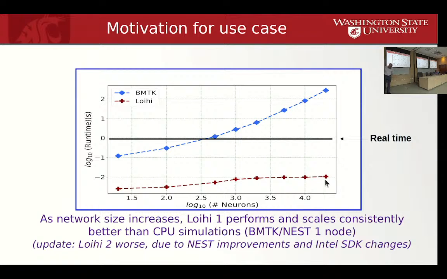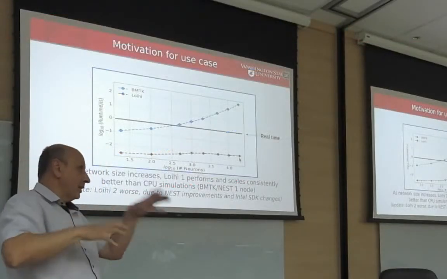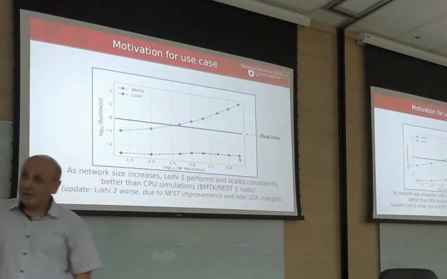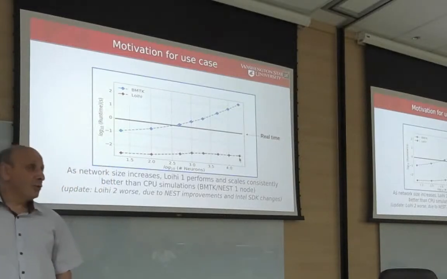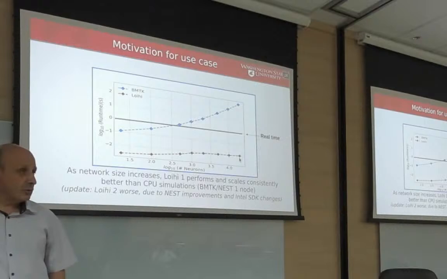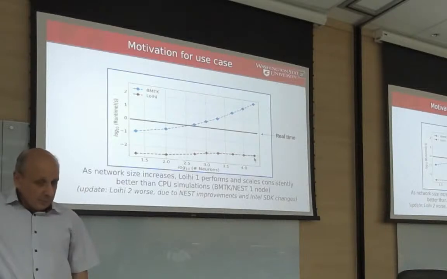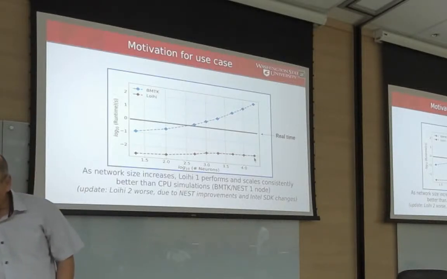In Loihi 2, that's the data below, unfortunately, things got a little bit worse, in part because the standard simulations improved a lot. So standard computing architectures don't stay at a fixed level either, and in part because Intel changed a lot of the software stack, and they're still having problems with some of the compilers, so that led to not an improvement. But anyway, those are all things that are fixable, and the architecture is still very much comparable or superior to standard computer architectures.